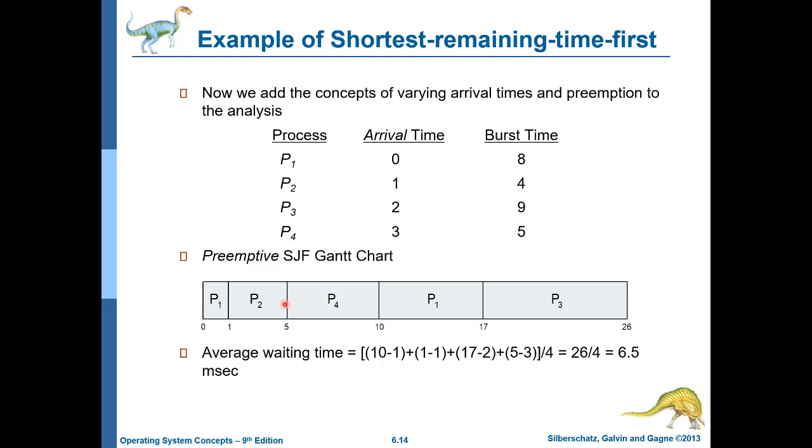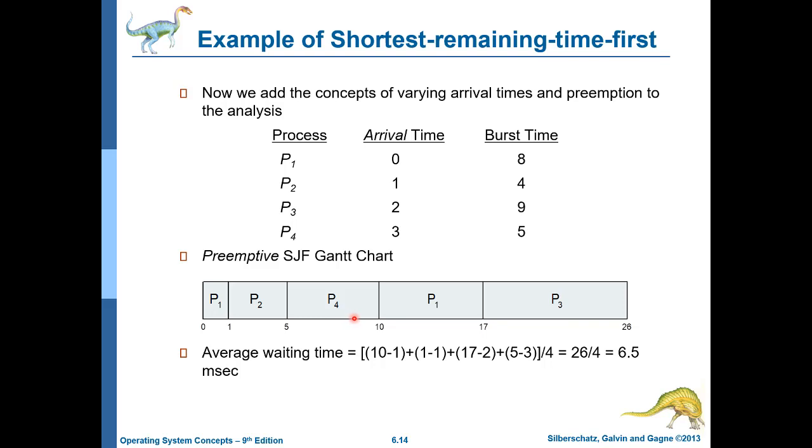When P2 finishes, the remaining processes are like this. We have P1 whose remaining time is 7, P2 is finished, P3 has 9 remaining, and P4 has 5 remaining. So 7, 9 and 5. Out of them, P4, which has 5 time units remaining, we choose, and it goes for its completion until time 10.